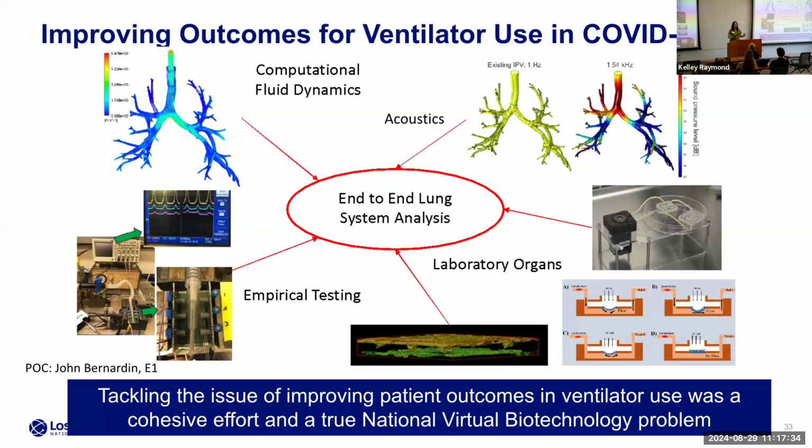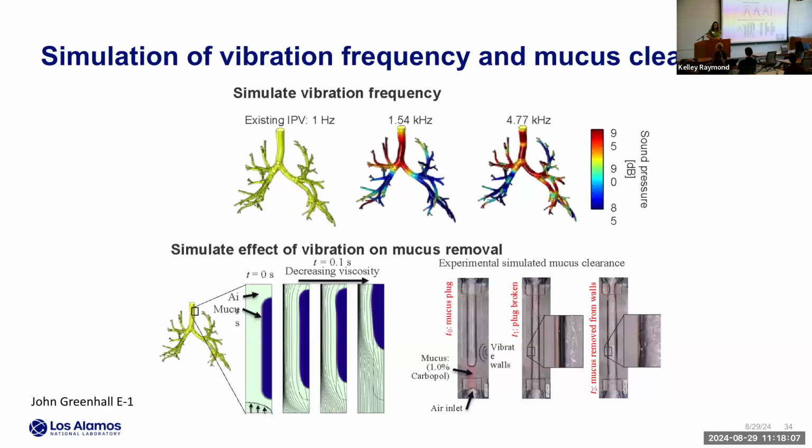We also had an acoustics team that I got to work with that was able to look at different hertz of percussion. And we also did some laboratory organ work where we had our team help us compute particular stretch for ventilator injury. And so here's an example of simulating vibration frequency and mucus clearance.